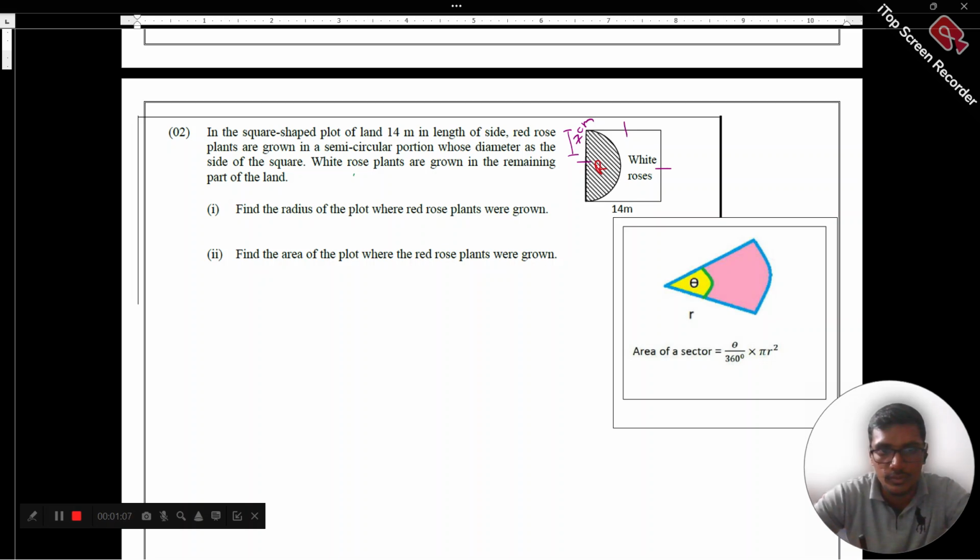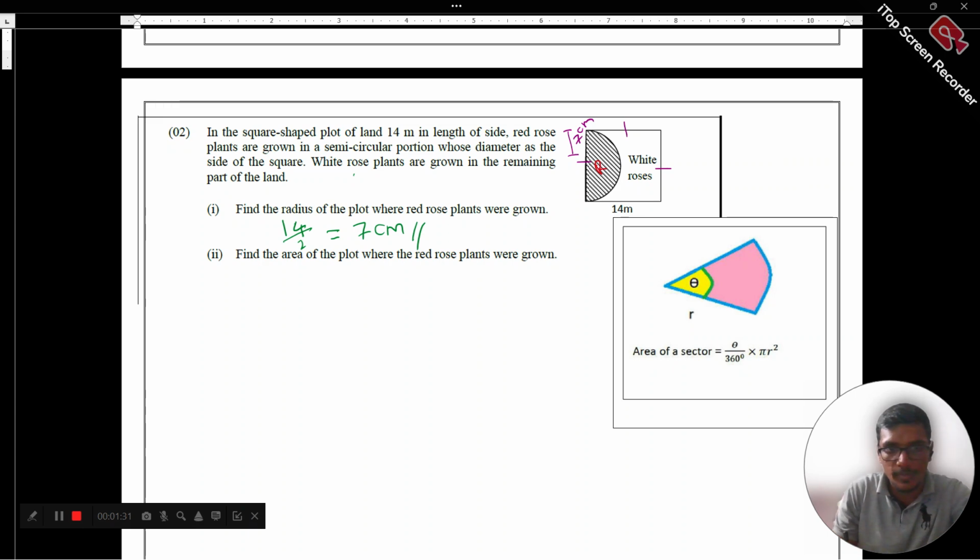Then first question, Roman number 1. Find the radius of the plot where red rose plants were grown. We want to find the radius. Radius will be 14 divided by 2, which will be 7 meters. That will be the radius.